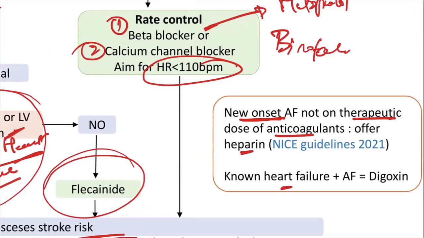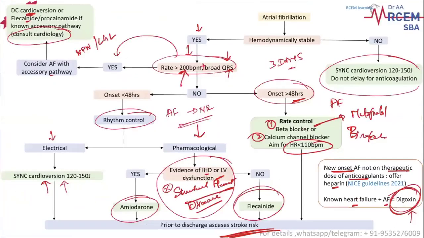A known heart failure patient whose heart failure is not worsening, not a new onset of heart failure, is already a known case of heart failure which has remained the same. Now he has presented with atrial fibrillation. Then digoxin is preferred. Do not follow any algorithm, just give digoxin in those patients. Digoxin acts wonders. So this is the treatment of atrial fibrillation.